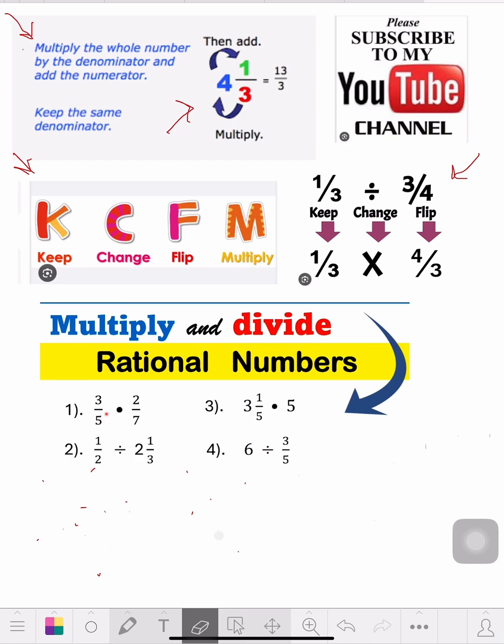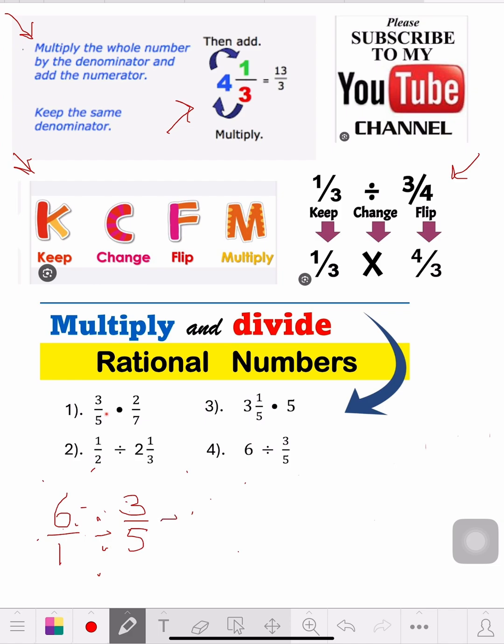Okay, the next one. Get the pen going again. We got 6. I can call that 6/1 if I want, because we all know 6 and 6/1 is the same thing. Divided by 3/5. So how do we do this? We do the KCF and multiply.